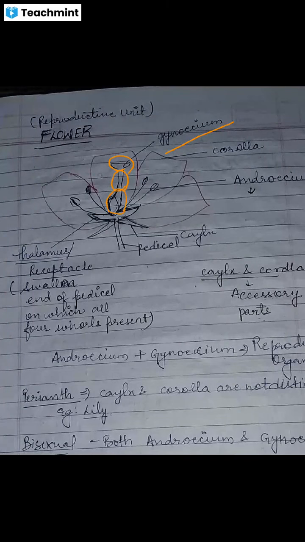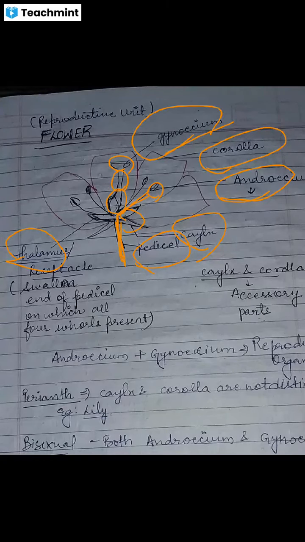Three parts. This is the corolla, petal, and androecium. Androecium consists of the anther and this filament. Calyx is the green sepal present over here. Pedicel is this green stem. The thalamus, on which the whole flower is present, is that green colored part. This androecium and this gynoecium are the main reproductive parts.